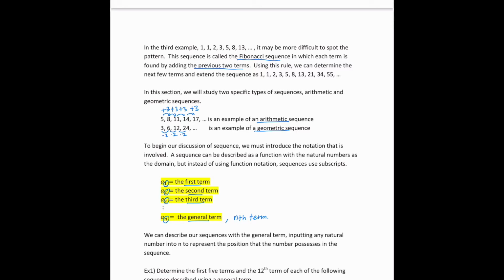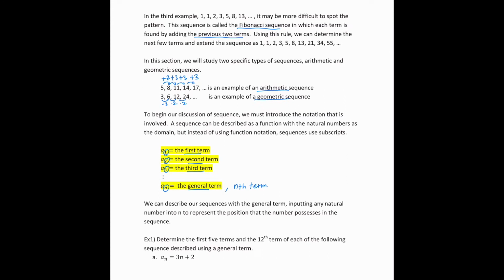We can describe our sequences with the general term, putting any natural number into n to represent the position that the number possesses in the sequence. So determine the first 5 terms and then the 12th term of each of the following sequences described using the general term.